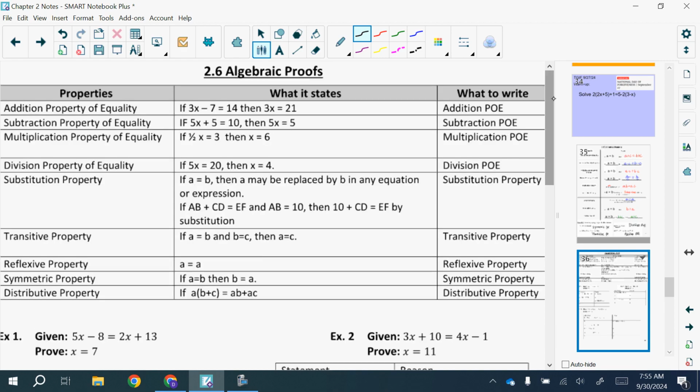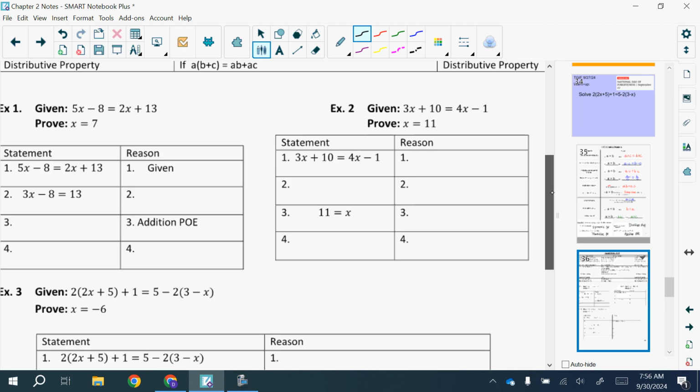Let's get into some actual proofs now. Let's just look at example 1. So a couple things to say. In any proof in math, even at like the highest level, graduate school level math, you are always going to start a proof with what you are given. You are always going to end your proof with your conclusion or what you are trying to prove. We are given 5x minus 8 equals 2x plus 13. We are trying to prove x equals 7. So x equals 7 will be our conclusion.